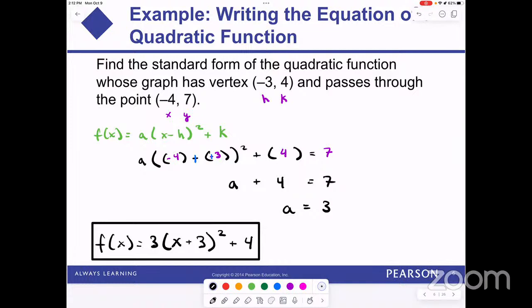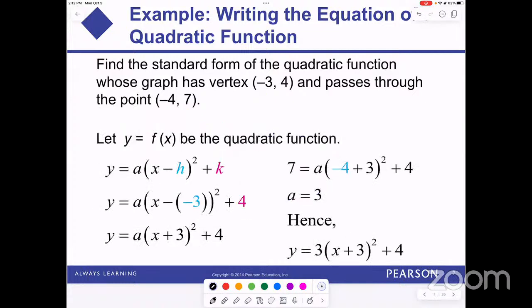Okay, so I think this looks good. Let's keep going. So find the standard form of a quadratic, and so on. It plugged in different components. When x is -4, y is 7, so a is 3. I think we got the same thing. Here we're asked to sketch the graph of this.